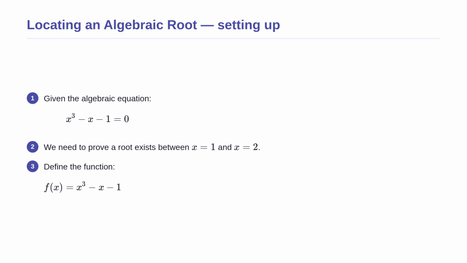Now that we have our visual intuition, let us put this theory into practice with a basic problem. We are given the algebraic equation x cubed minus x minus 1 equals 0. Our task is to prove that a root exists somewhere between x equals 1 and x equals 2. We choose this approach because the intermediate value theorem is perfect for verifying roots within an interval.